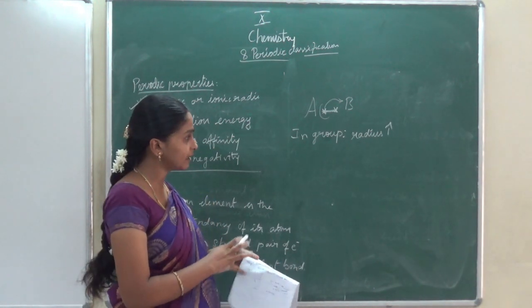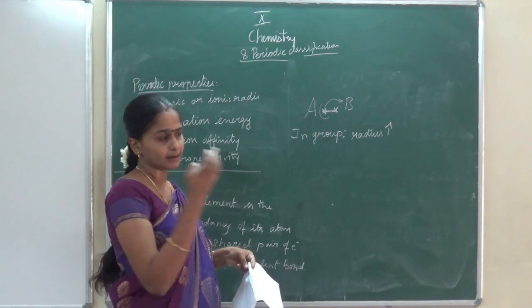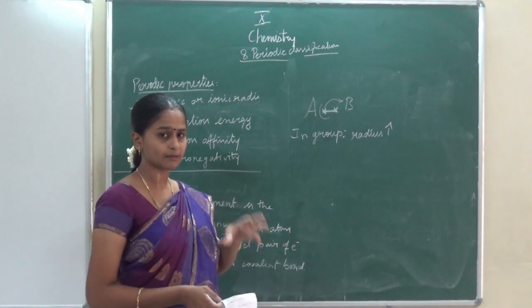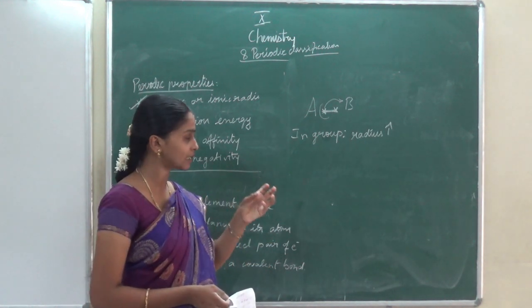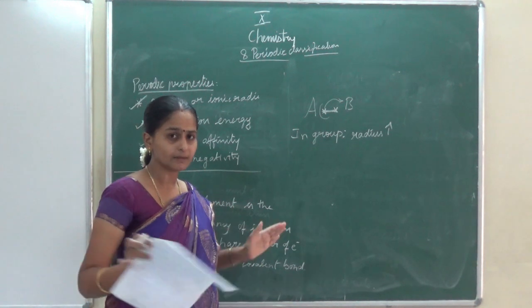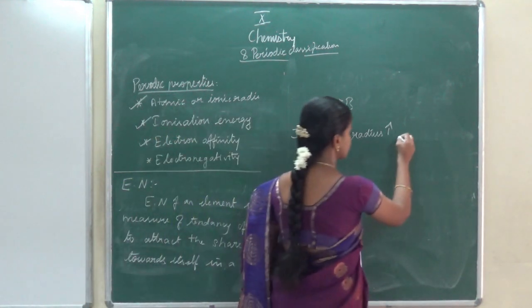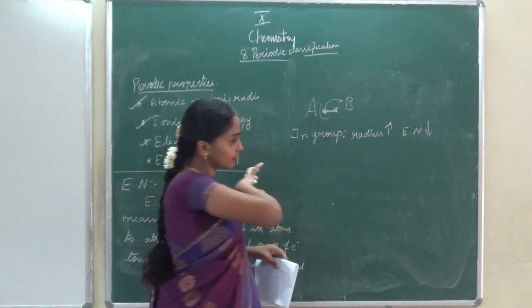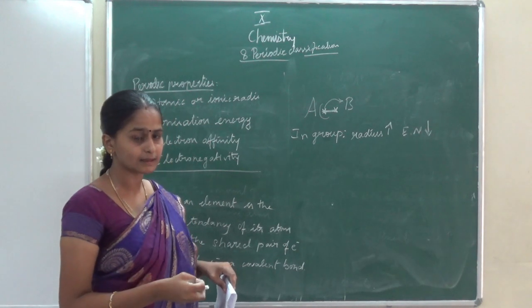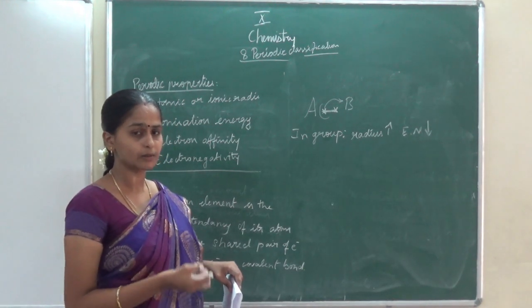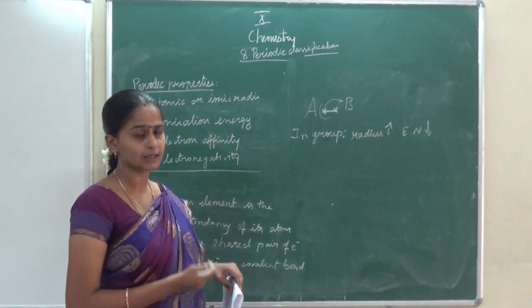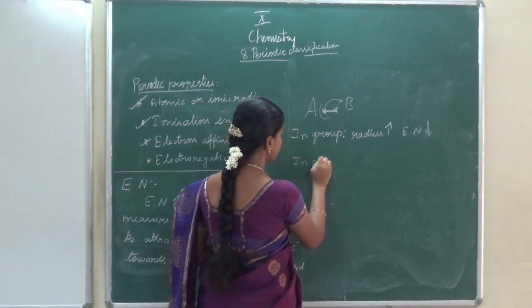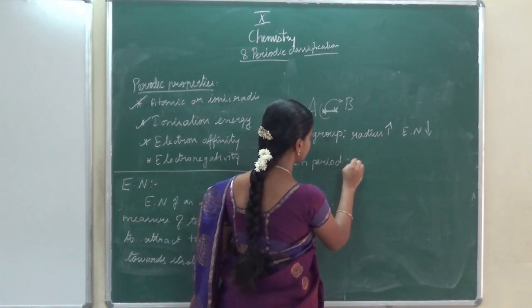So when the radius is increasing, the attraction of the shared pair of electrons towards the atom will decrease. Why? Because the effectiveness of the nuclear charge will decrease there, because of the distance. So when the radius increases, the electronegativity, the attracting of a shared pair of electrons towards itself, will decrease. Why is it decreasing? Because of the poor nuclear charge, as the radius is quite high. Next, inferior. Easily now you can say inferior. Now tell me, in inferior, what about the radius?